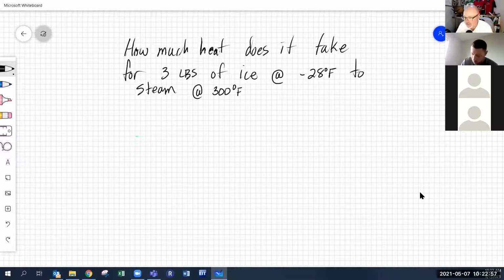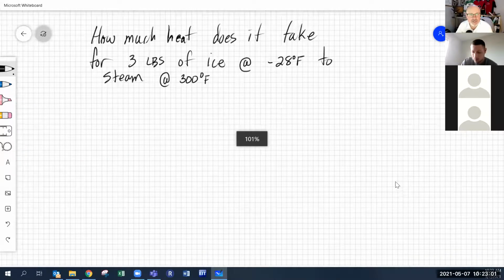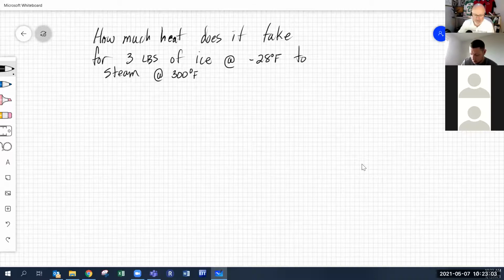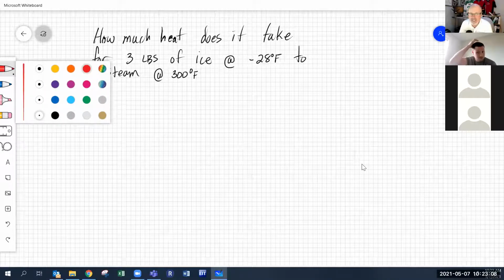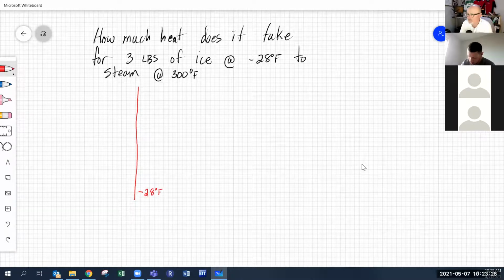Now, there's a bunch of steps involved with this, and I'm going to go over all those steps with you. So the first thing I do is I give myself a line on my page, and it will indicate my temperatures. So I'm starting off at the bottom at minus 28 degrees Fahrenheit.